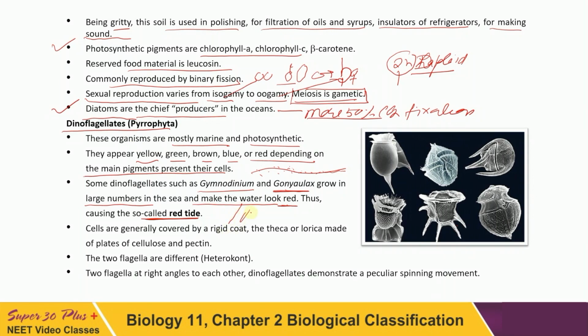Can you recall? One term was Red Sea. Red Sea was because of blue-green algae, that is Trichodesmium.